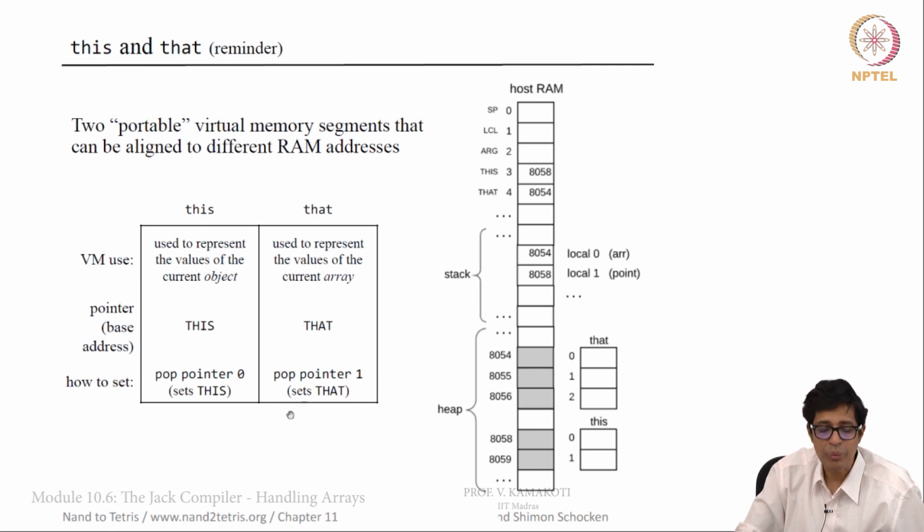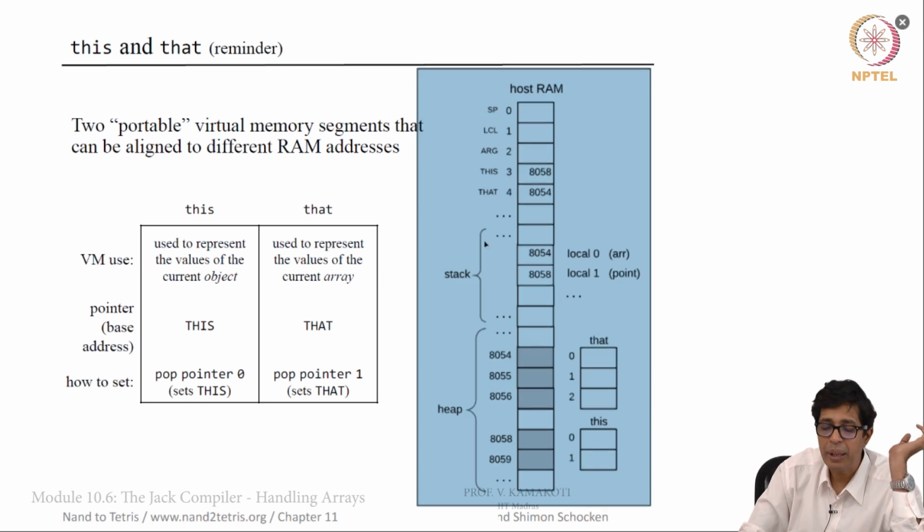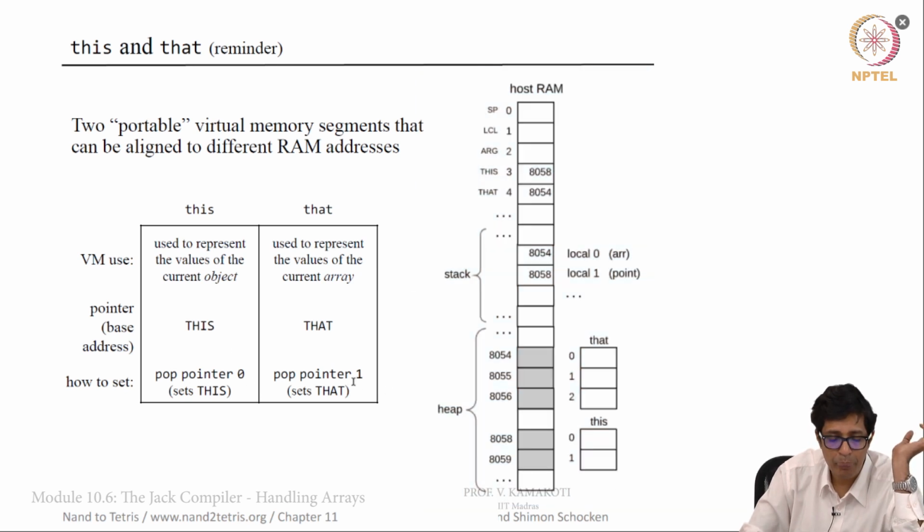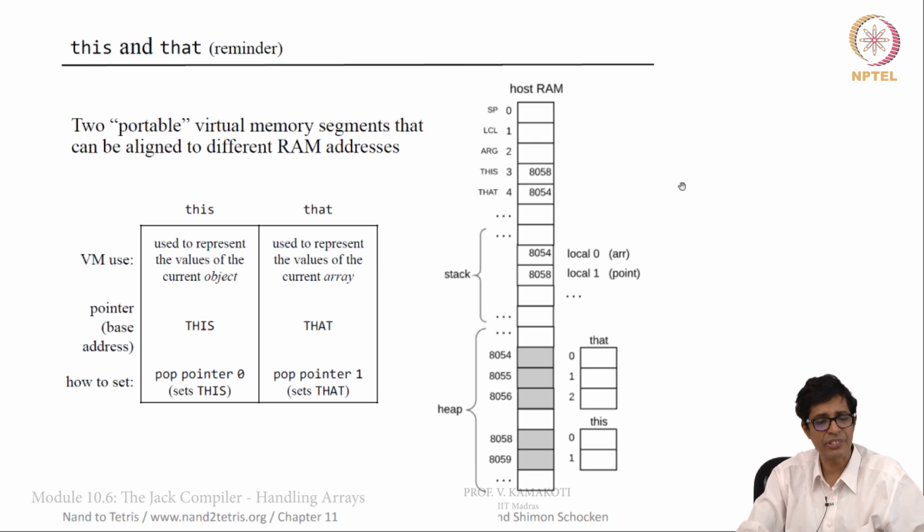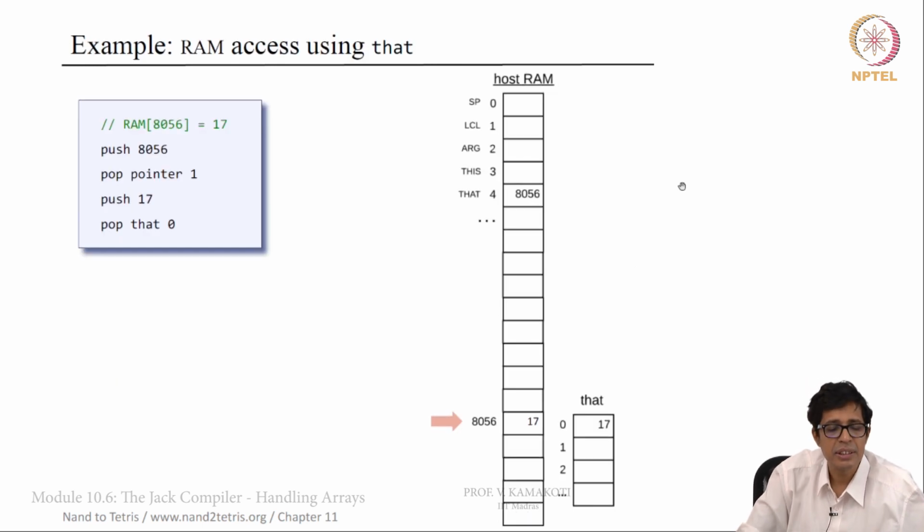Now, if I want to change this 8058 value, I put whatever value onto the stack and pop pointer 0. Suppose I say push 10 and pop pointer 0, then this 3 will become 10. Similarly, if I say push 100 and pop pointer 1, then this 4 will become 100. So, I can change the address to which this and that are pointing, namely the content of 3 and the content of 4, by popping to pointer 0 and pointer 1 respectively. This we have seen; it is just a recap of what we did earlier.